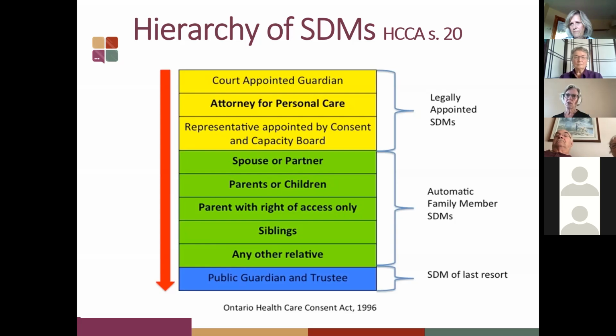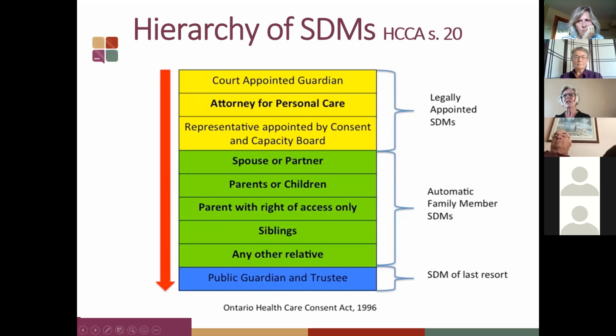Beyond that, if those two don't apply, there is someone called a representative appointed by the Consent and Capacity Board. This may be if I've become incapable of making decisions and I have a dear friend or a neighbor or a relative that steps forward to the courts and says, I know what Lynn would like. I know her wishes. I would like to be appointed as the person that speaks on her behalf. And again, you'll know if that's you because you've been talking to a lot of lawyers about this.